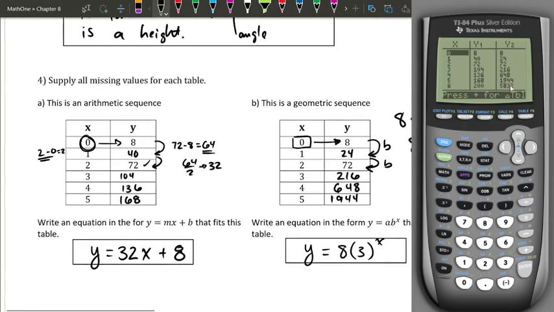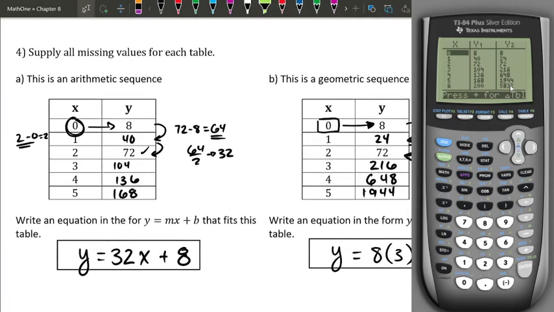So we got it. We took just two points on a table of values, and we were able to create both an arithmetic sequence and a geometric sequence. Let's move on.